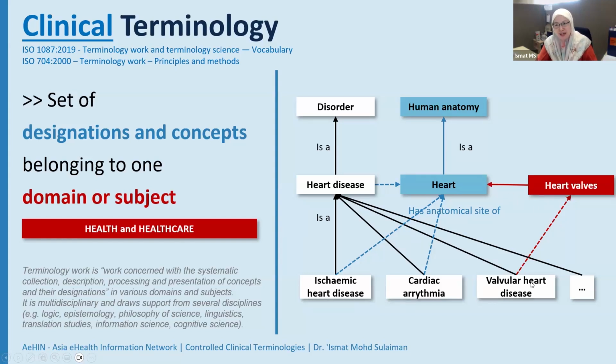If you want to try, we can also try this example. Say I create a new concept called heart valves, right? A valvular heart disease is a heart disease, but what kind of relationship would you have toward heart valves? It cannot be an is-a relationship, but it can use this kind of relationship. It has an anatomical site of the heart valve, and the heart valve is part of the heart, and the heart is a part of human anatomy.